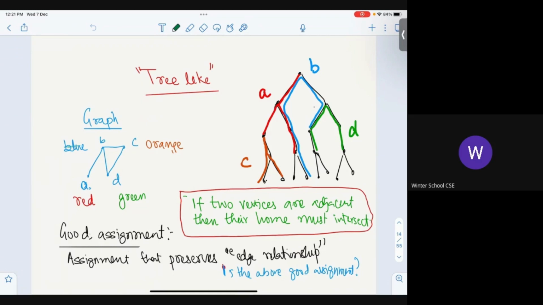No. They can intersect. If they intersect at an edge, they will also intersect. But I'm also happy if they just intersect at a vertex. That's fine.